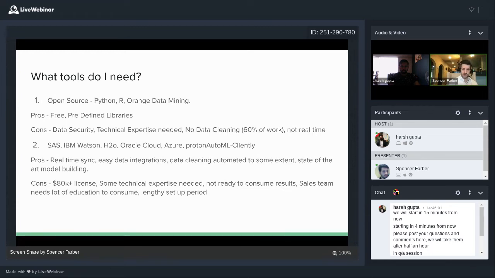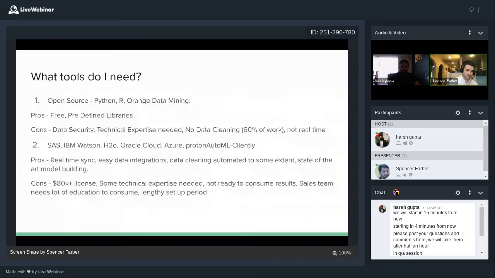The pros for some is real-time sync. Getting that data in real time so that your decision making, especially when you're talking about an individual rep level, can be in real time. That's really important. The difference between getting something after 1 day versus 30 days is either a lost deal, or a won deal sometimes. Easy to integrate your data cleaning, state-of-the-art model building.